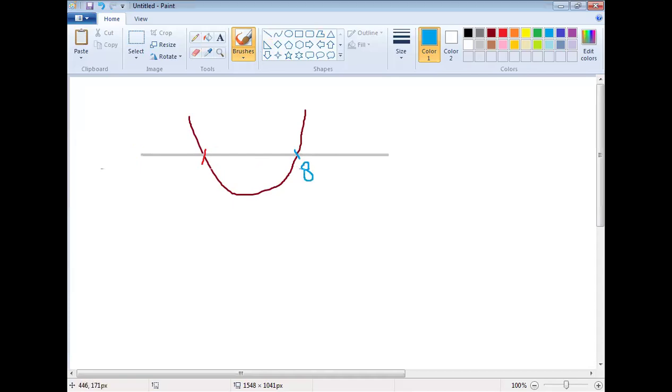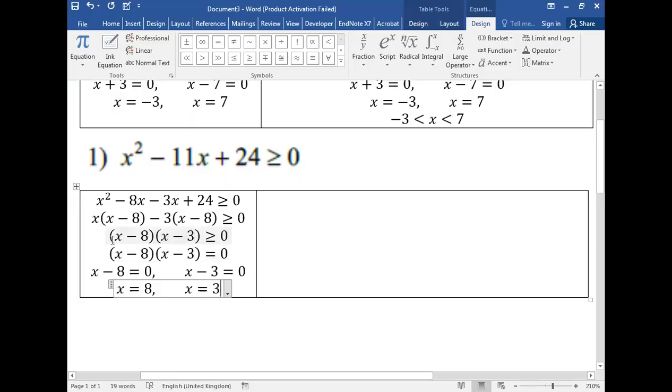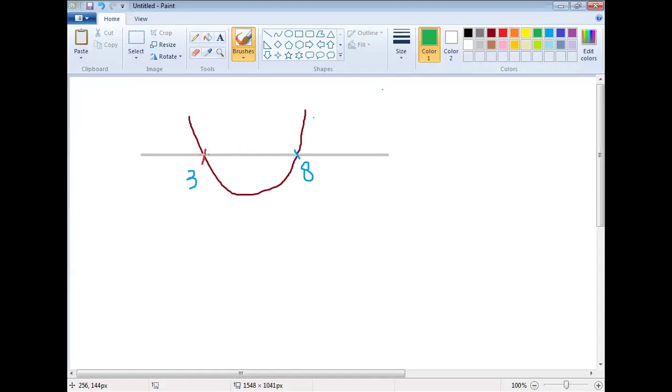Very good. 8 and 3. And I'm searching for the values where my entire quadratic is greater than or equal to 0. Yeah, positive. So where do I find the quadratic to be positive? In this region and in this region. Now, can you tell me in this region what will be the value of x?